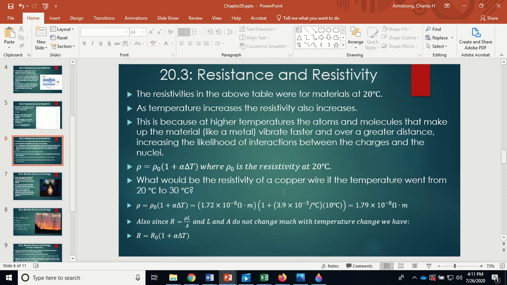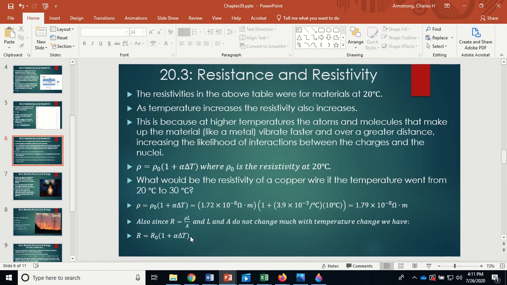Since resistance equals rho L over A, and L and A do not change much with temperature change, I mean, yes, you've got thermal expansion, we've had that, but it's not going to be significant. In other words, it's going to be numbers past the decimal place that we're not dealing with. We're only dealing with 3 digits of accuracy here. So you can replace it with just R equals R0, so you're just replacing the rho. You solve for rho here: rho would be equal to RA over L. But then the A over L would cancel out, and you're left with R equals R0 times 1 plus alpha delta T.